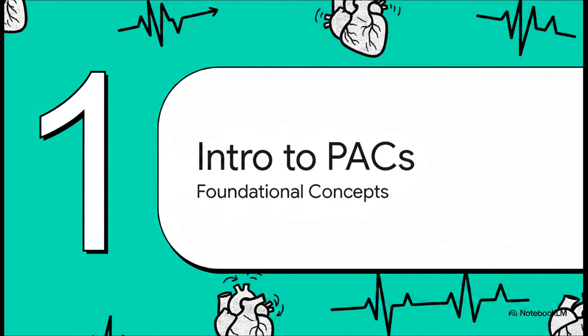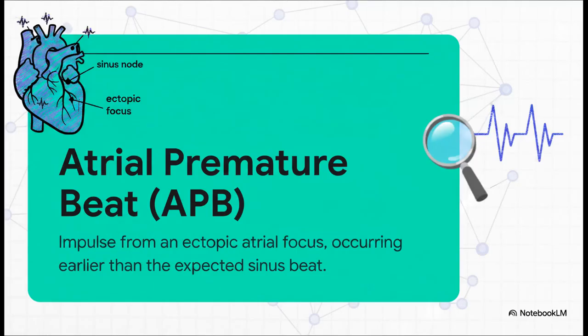Before we can appreciate the complexity, we need to have a very precise definition of what it is we are analyzing. So, what exactly is an atrial premature beat? At its core, an APB is simply an electrical impulse that fires from somewhere in the atria that is not the sinus node. And the key property, of course, is that it occurs prematurely. It arrives earlier than the next expected sinus beat.